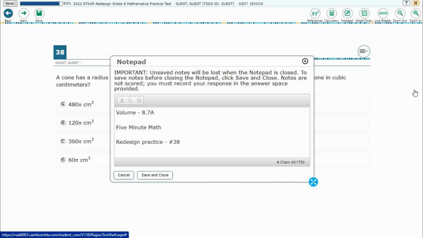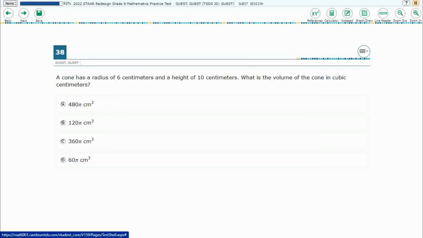Today we are looking at the 8th grade concept of volume. This is standard 8.7a in the great state of Texas, and we are using item number 38 off the Redesign Practice Online STAAR test. If you haven't done so already, please go ahead and take a moment to pause the video, work this problem out on your own, unpause it, and we will look at our answers together.